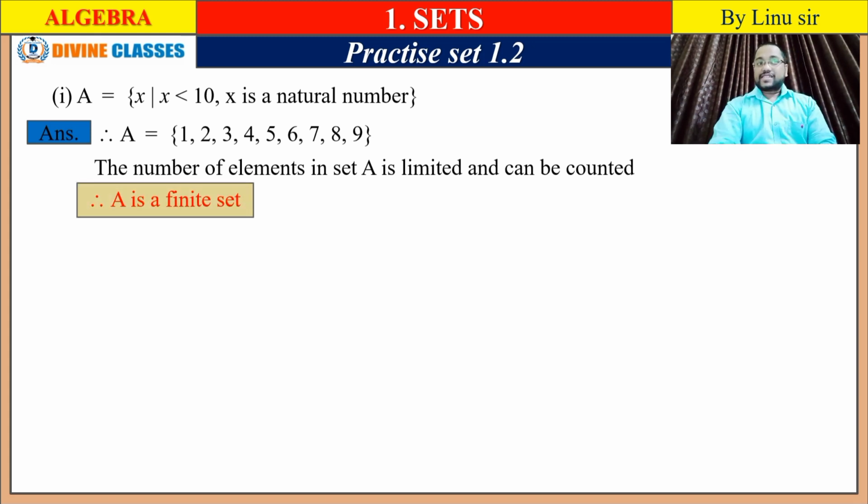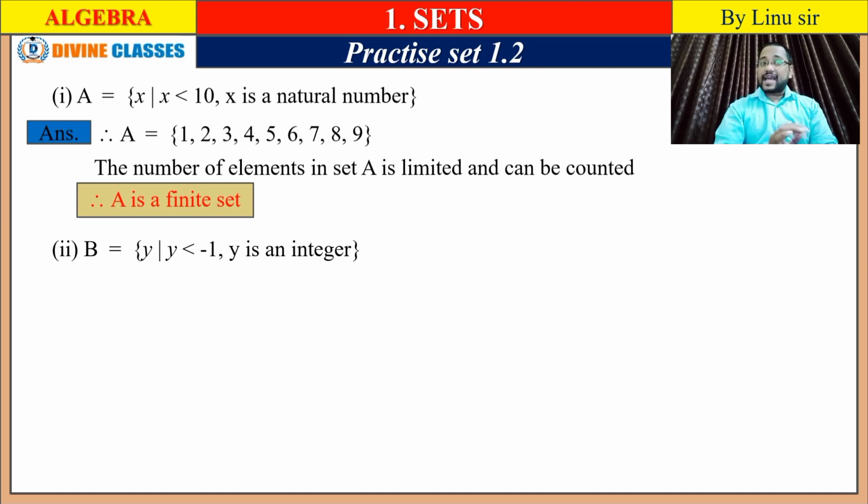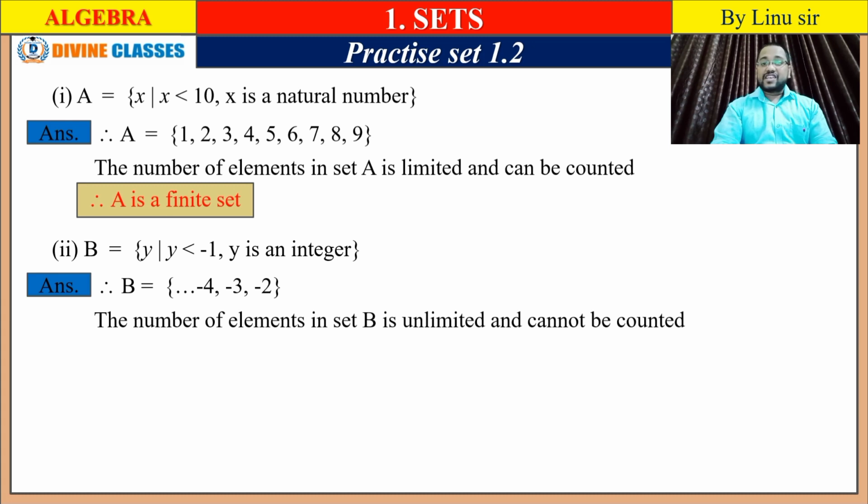Question number 2: set B is equal to Y such that Y is less than minus 1 and Y is an integer, yes or no? So less than minus 1 means minus 2, minus 3, minus 4, and so on. We can write it in this manner: dots, minus 4, minus 3, minus 2, right? Whenever there are dots, it shows that it is infinite, that means it cannot be counted. So the number of elements in set B is unlimited and cannot be counted. Therefore B is an infinite set.